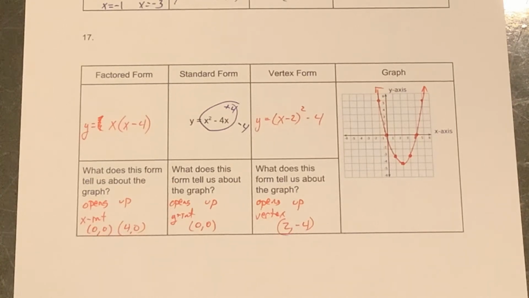Standard form tells us that it opens upward with a y-intercept of 0, 0, and vertex form tells us that it opens upward with a vertex of 2, negative 4. And the graph is to the right. Vertex is right 2 and down 4 with regular jumps opening upward.